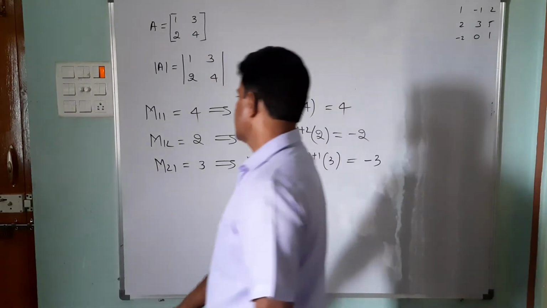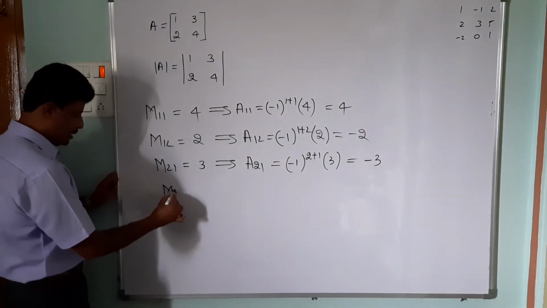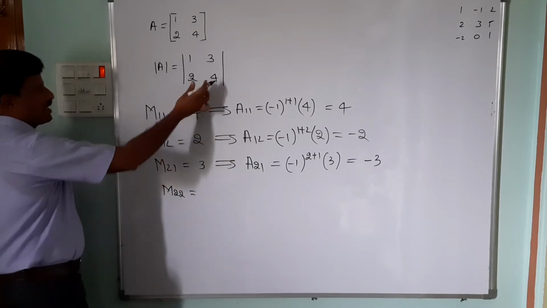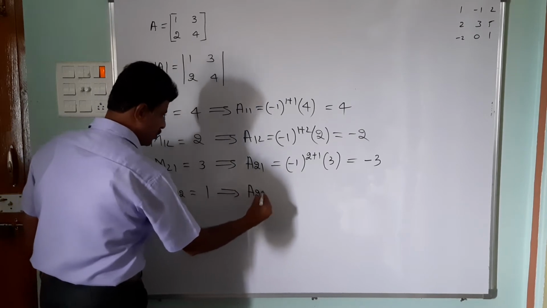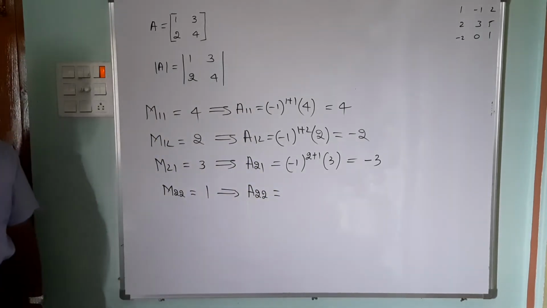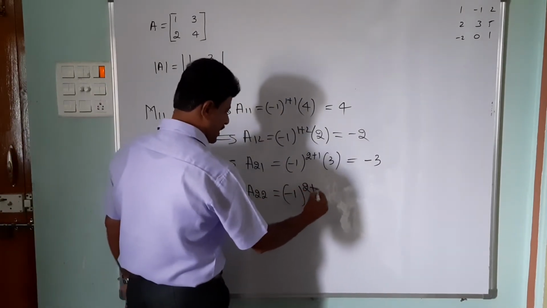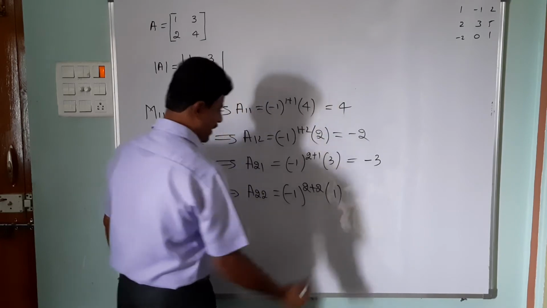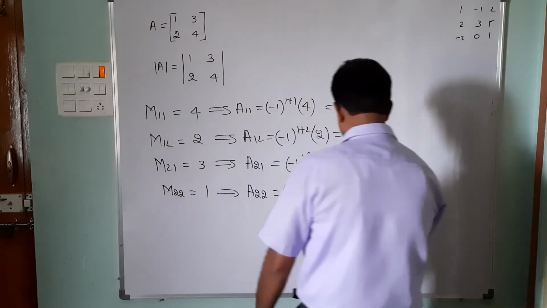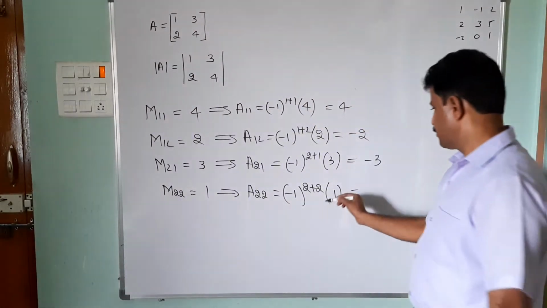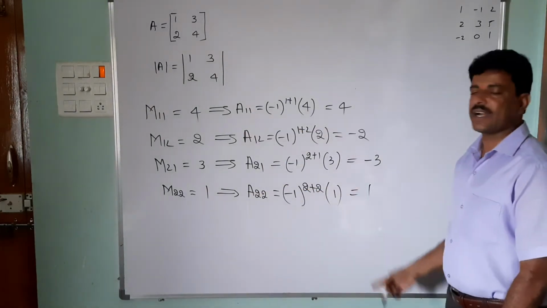So next, M22. The minor of 4 is 1. Then A22 is equal to minus 1 to the power of 2 plus 2 into 1. So 2 plus 2 is 4, an even number, so positive, and 1 into 1 is 1. These are the minors and cofactors.